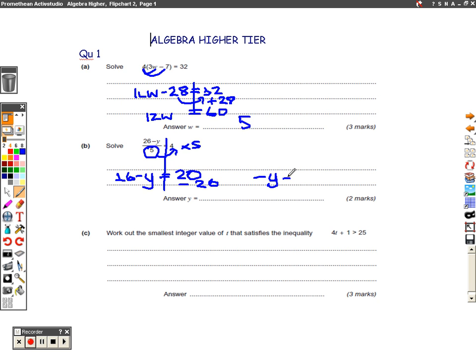So the two minuses cancel one another out. Sorry, not minus 26, minus 6. So your two minuses cancel one another out. Y has got to be equal to 6.